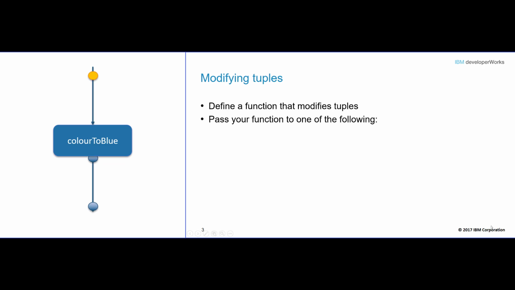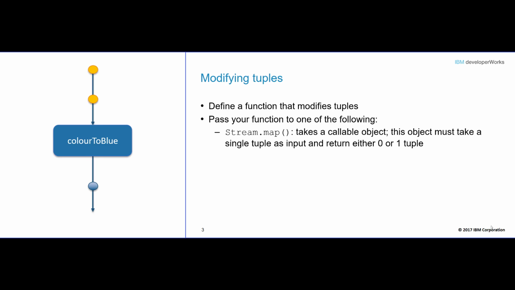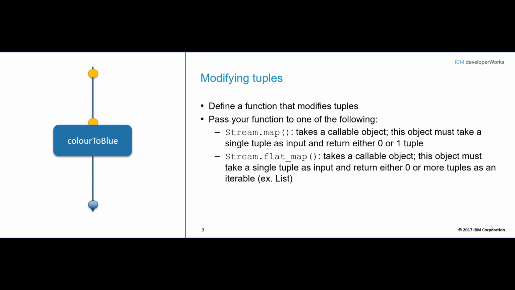When you want to modify the content or type of a tuple in any way, including splitting tuples, you must first define a function that will modify a tuple as desired. Then you can call it with one of the following. The map function is the generic function for transformations that produce a single tuple. It takes as input a callable object that takes a single tuple as an argument and returns either 0 or 1 tuple. The flatmap function works similarly, but it can return 0 or more tuples as an iterable. It is used for returning multiple tuples, for example, splitting a coordinate pair into x and y components.